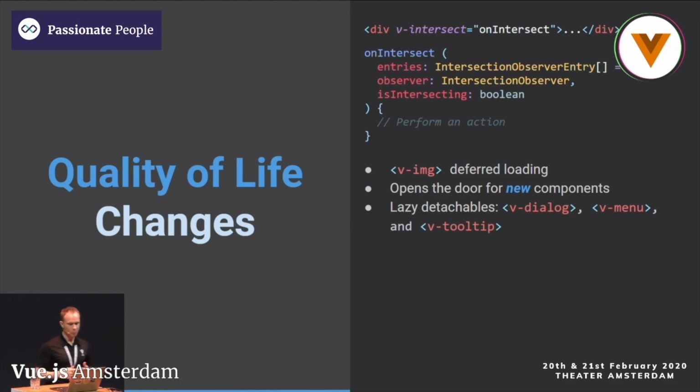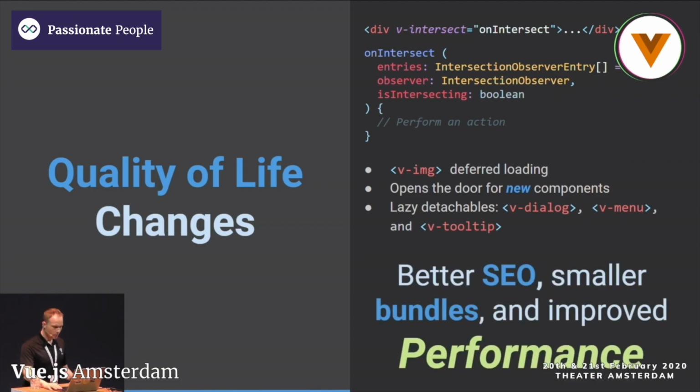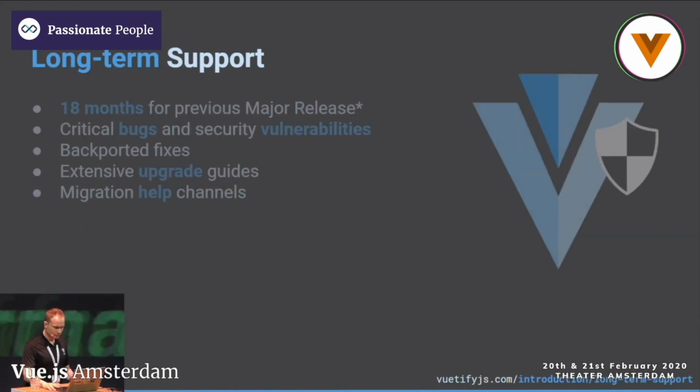all this content. And you can still make it eager, for example, if you have a particular implementation where you want something to show for SEO. You can make it eager, but by default out of the box, we're trying to give users the best performance possible for their application. And again, better SEO, we've got smaller bundles and improved performance with the latest version.